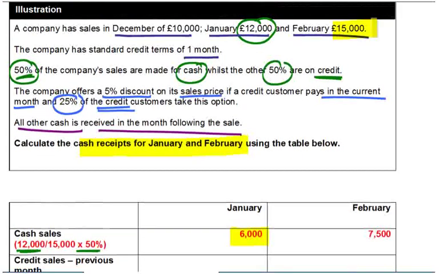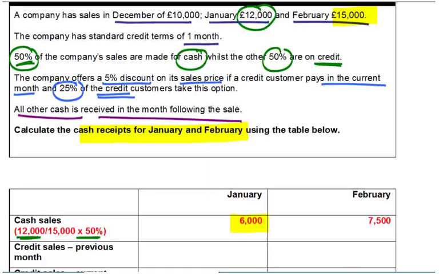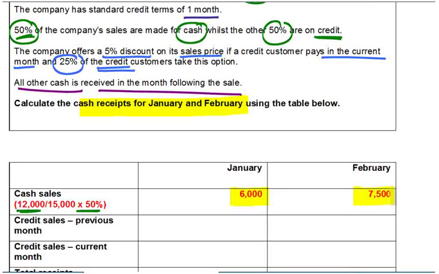Same thing for February, just look at February sales. Well, it says up here £15,000 worth of sales, 50% of those were for cash. So 50% of 15,000, £7,500. Okay, so that's relatively straightforward looking at the cash.